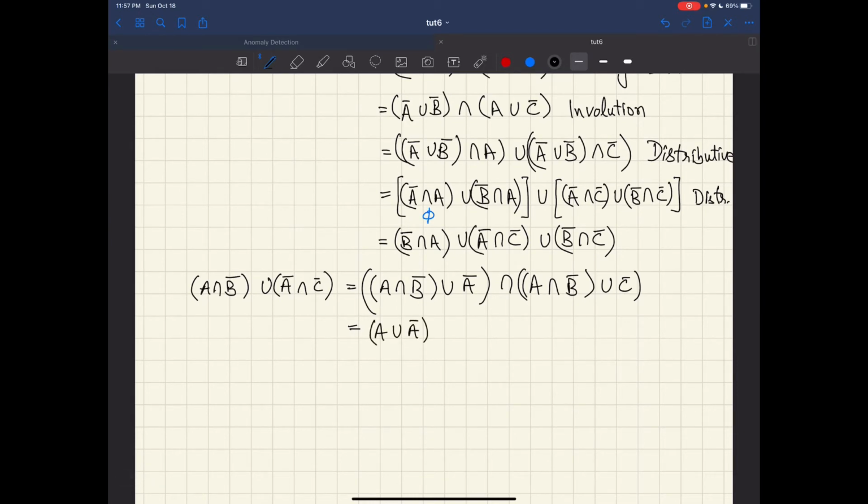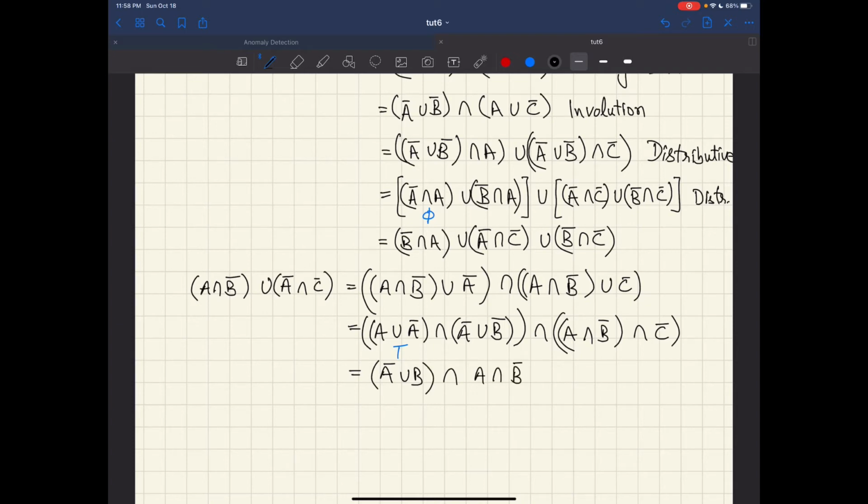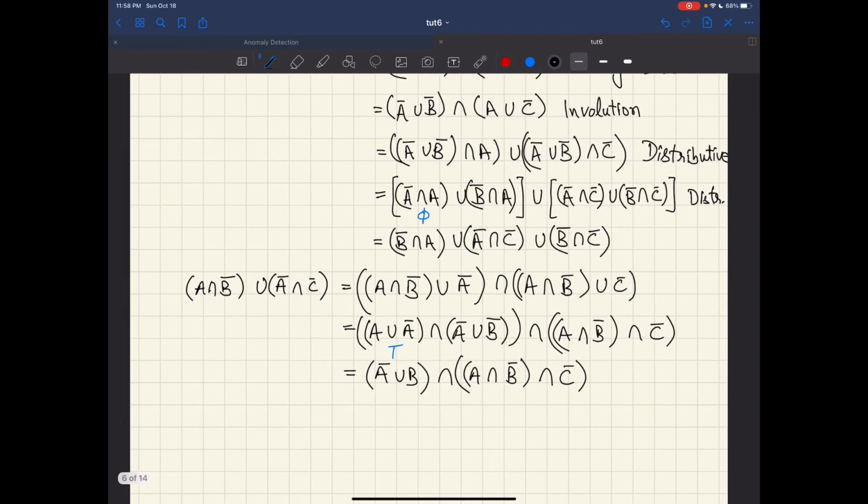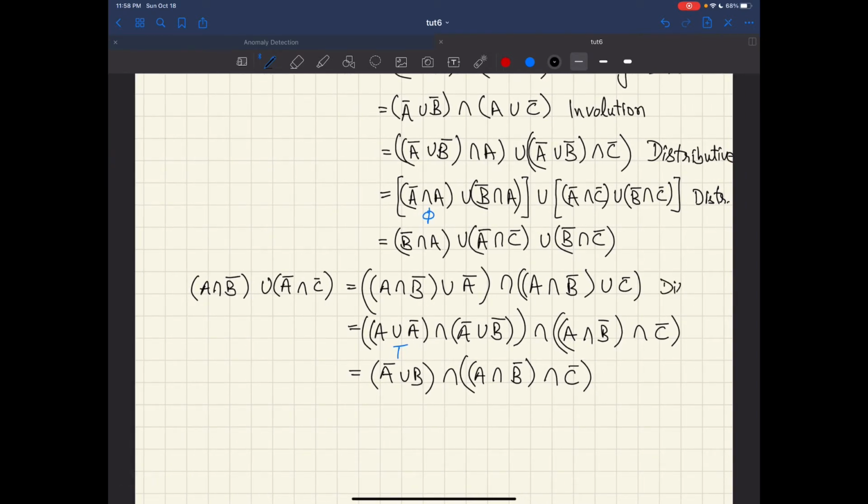we use the distributive law once more. Now this gives us A union A complement intersection A complement union B complement intersection with the right-hand side again. Now A union A complement is a tautology, and tautology intersection with whatever is remaining gives us that portion. So now we have this.